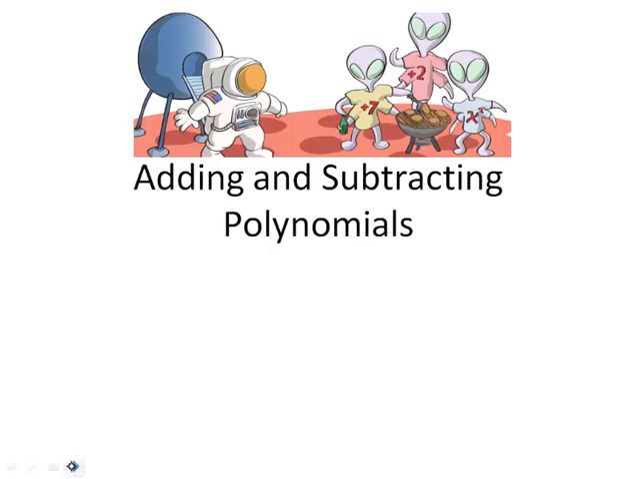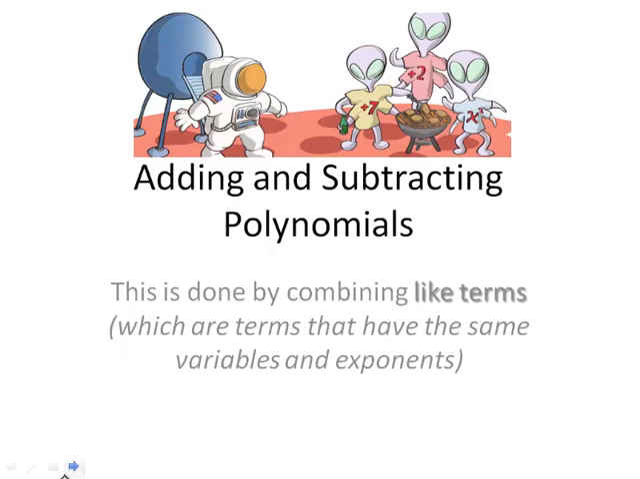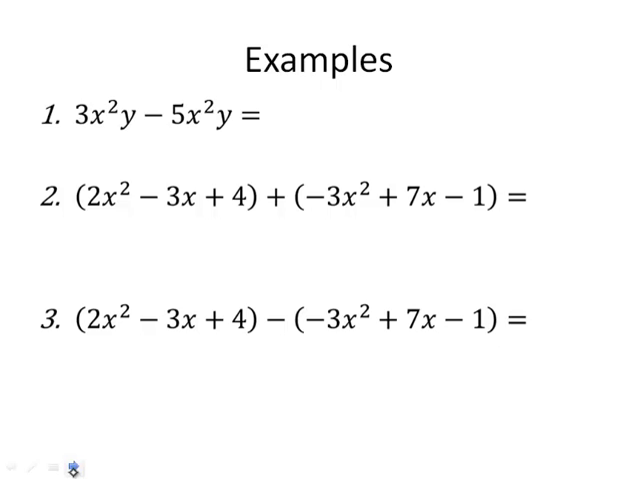This lesson is on adding and subtracting polynomials. This is done by combining like terms, and like terms are terms that have the same variables and exponents. Let's take a look at some examples of that.